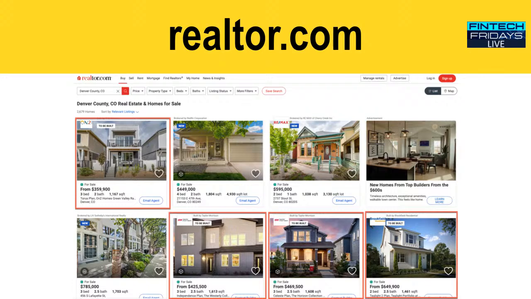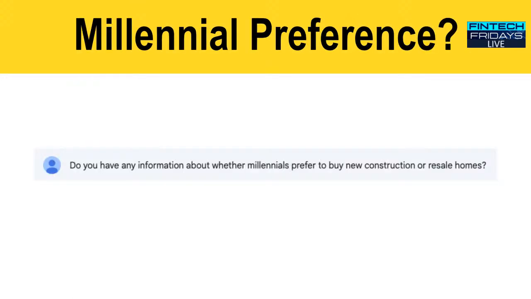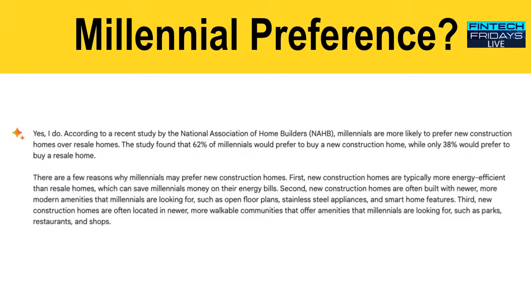So then I started thinking, I wonder if millennials prefer new construction over resale homes. So I went back to Bard and I said, do you have any information about whether millennials prefer new construction or resale homes? And it said, according to a recent study by the National Association of Home Builders, millennials are more likely to prefer new construction over resale homes, 62%. Only 38% want a resale home. And I'm like, okay, that's interesting. And then it gave me an explanation that made perfect sense to me.